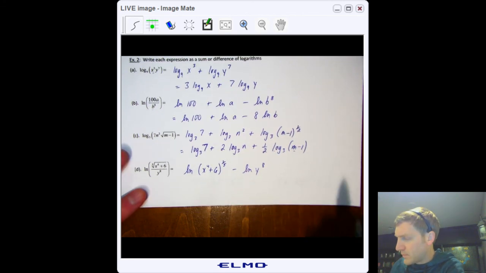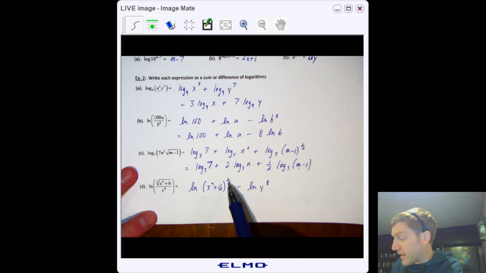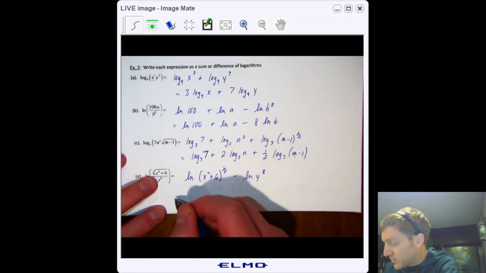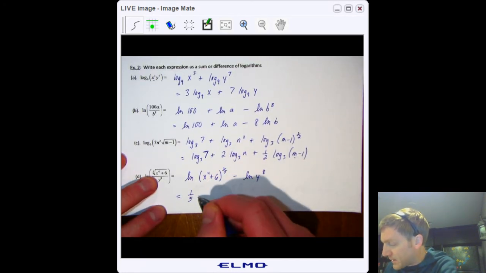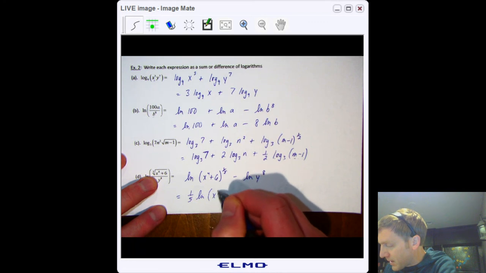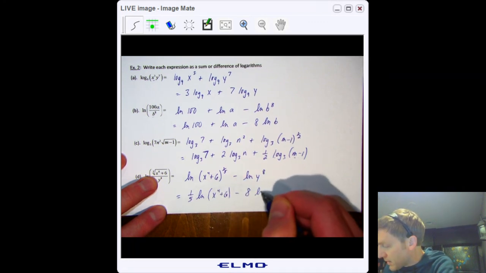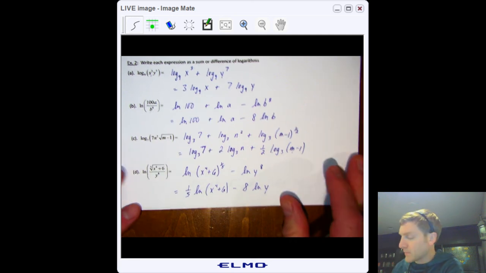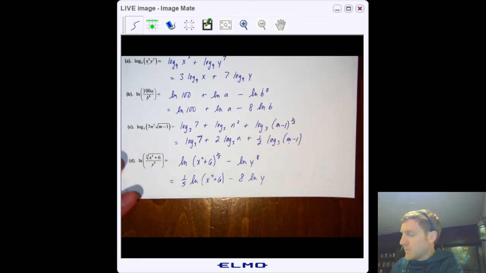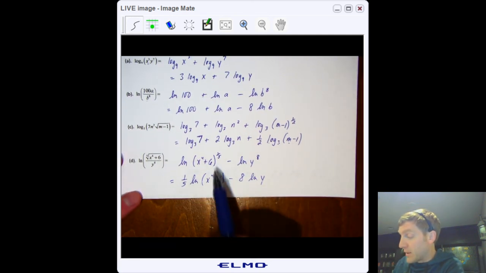All right. And then the power rule, I'm going to bring down the 1/5 and bring down the 8. So this will be 1/5 times the natural log of x to the 4th plus 6 minus 8 times the natural log of y. Okay. Now, once again, pause here for a moment. There's an adding inside here. The log, we cannot break it up.